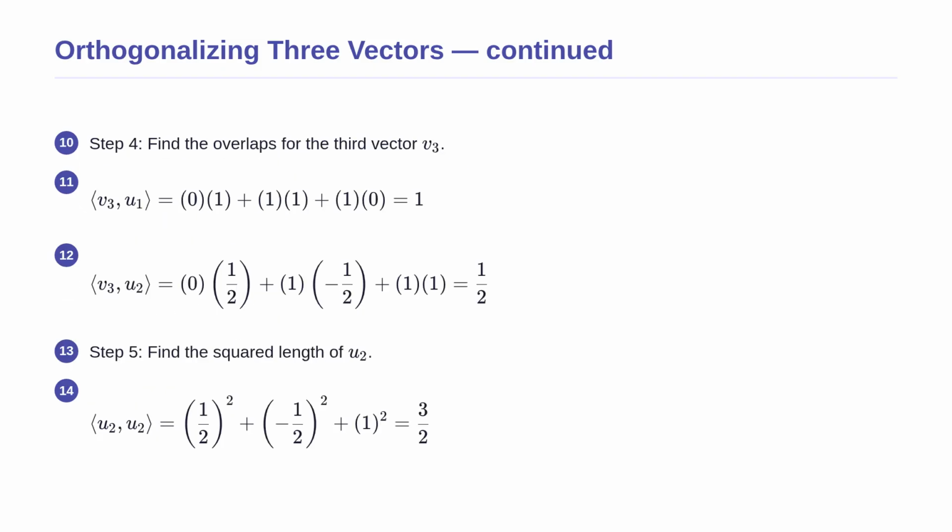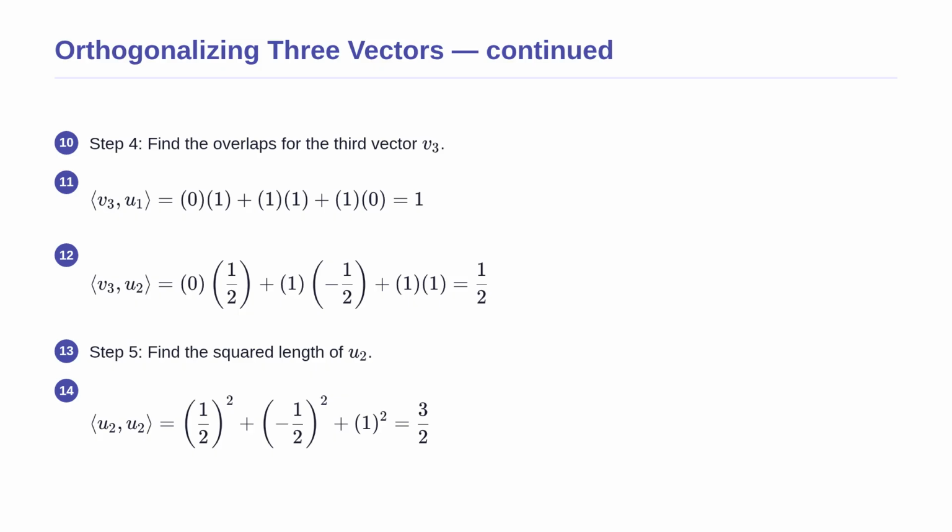Moving forward to fix the third vector v3, we must find how much it overlaps with both of our fixed vectors. First, we calculate the inner product of v3 and u1. Multiplying the coordinates and adding them up gives us an overlap of exactly 1. Next, we find how much v3 overlaps with our newly minted u2. Carefully multiplying the fractions gives us an overlap of 1/2.